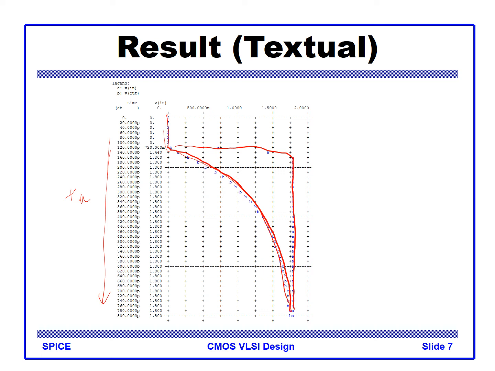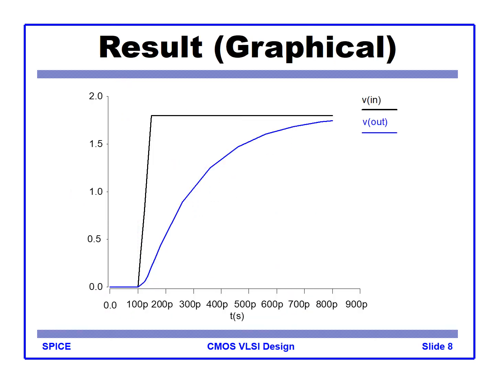This interface is a very old time output. So nowadays we have a more beautiful output plot rather than like this, right? This is just an example. Shown here is a graphical output. As you can see, we have input coming in and the output comes out like an RC network.